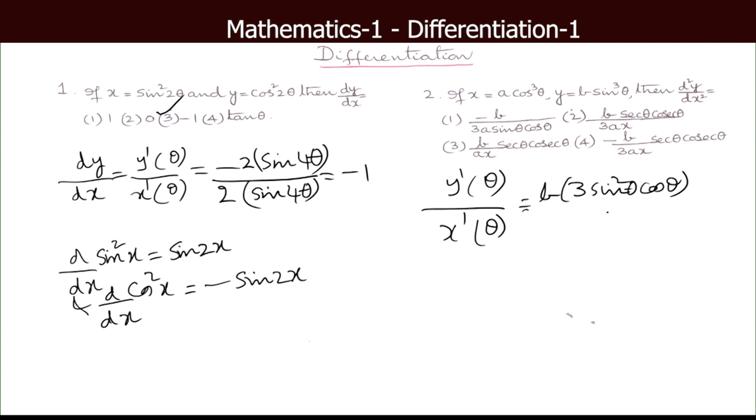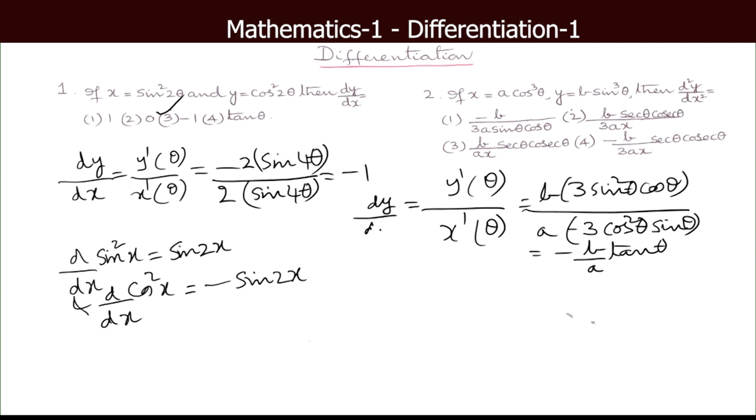Chain rule once again. Derivative of a cos cube theta with respect to theta: a times 3 cos square theta into derivative of cos theta, minus sin theta. I put minus here. And therefore, this is minus b by a into tan theta. So, that is the dy dx.